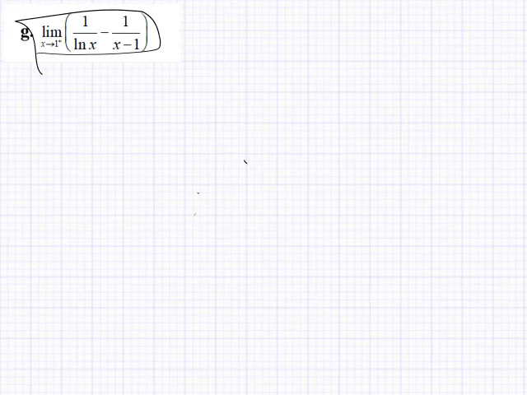As x gets closer and closer to 1, this is going to get closer and closer to natural log of 1, and natural log of 1 is 0. So the denominator is going to get close to 0, which makes the whole fraction get closer and closer to infinity. Same thing's going to happen here, so I'm going to get infinity minus infinity.